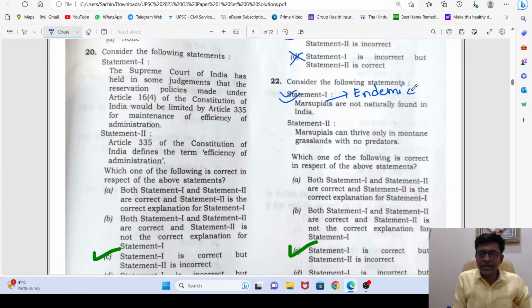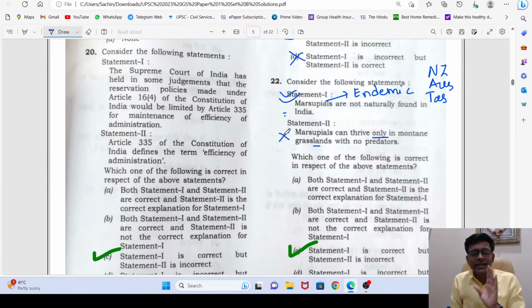Now, what is Oceania? It includes New Zealand, it includes Australia, it includes Tasmania. So, first statement is correct. Marsupials can thrive only in montane grassland with no predator. That is wrong. See, it is a very logical thing. If you are a living organism, you will be a part of the food chain, and if you are a part of the food chain, you cannot live in areas with no predator. There will be a predator.